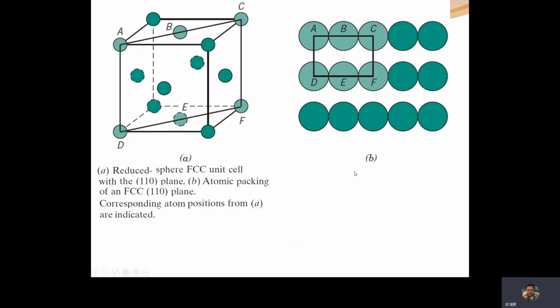Okay, so there's an example right here. So what's this plane? If I give you this plane, okay, figure B represents the top view of a certain plane in figure A. So do you know what its crystallographic plane is? I'm sorry. So what is this crystallographic plane?